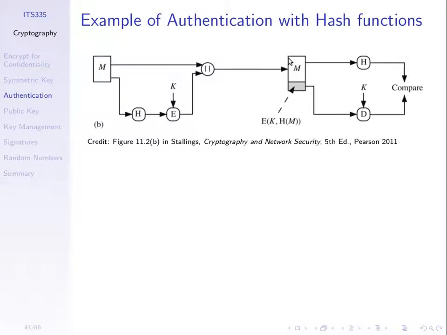So what does B receive? They receive this. So it's really split into two parts. One is the original message, and two, they receive the hash of that message but encrypted with a key K. The purpose of this scheme is authentication.